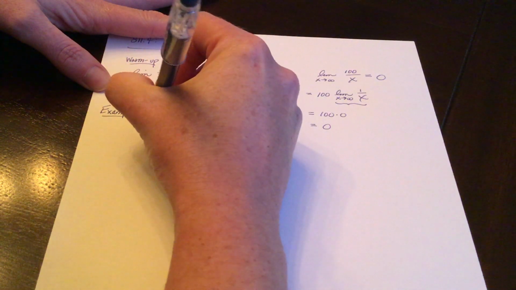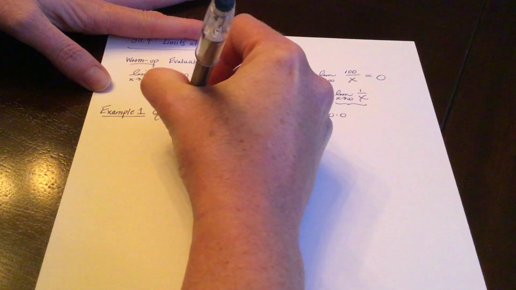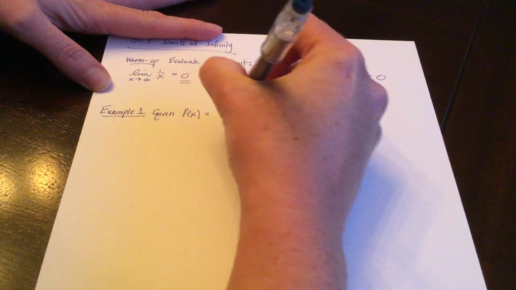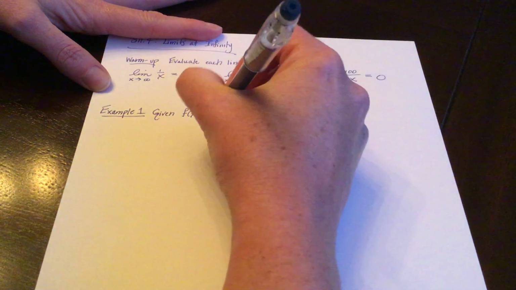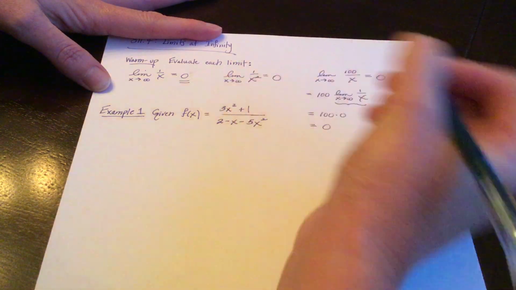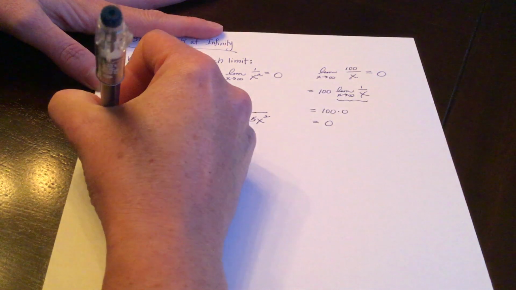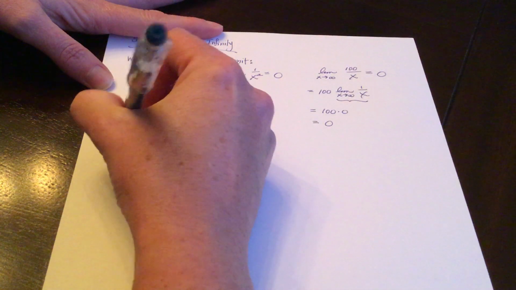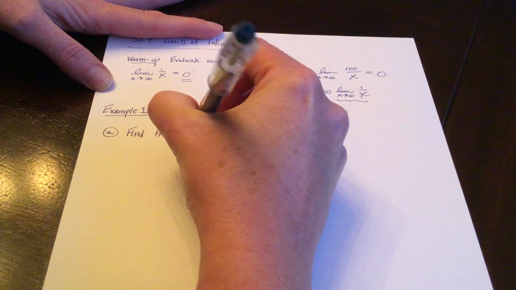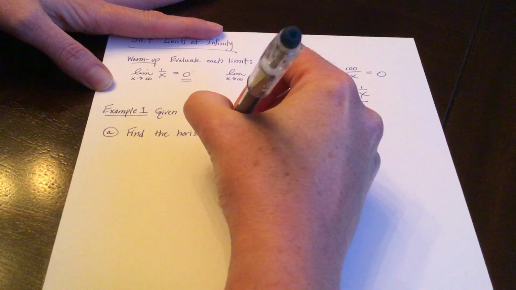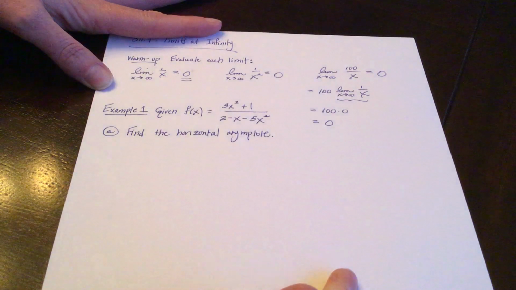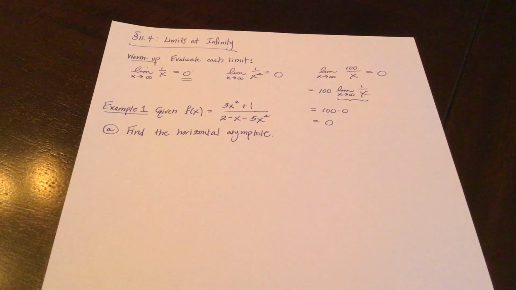So for example 1, let's say you are given f of x equaling 3x squared plus 1 over 2 minus x minus 5x squared. And we're going to do this in 2 parts. So part A, let's say I ask you to find the horizontal asymptote. Okay, and there are a number of ways of doing this.